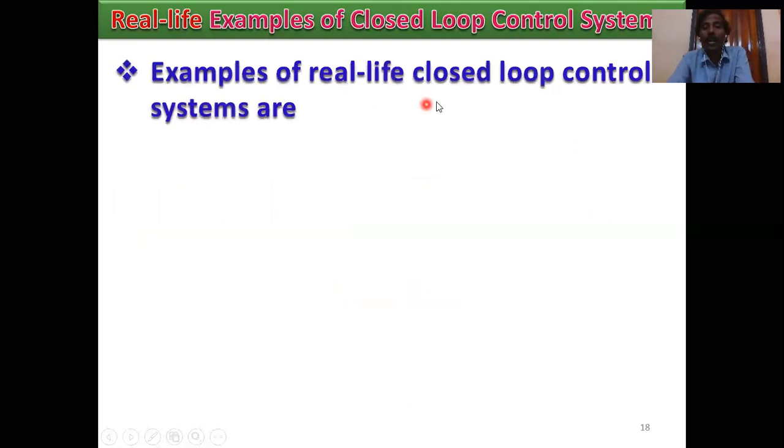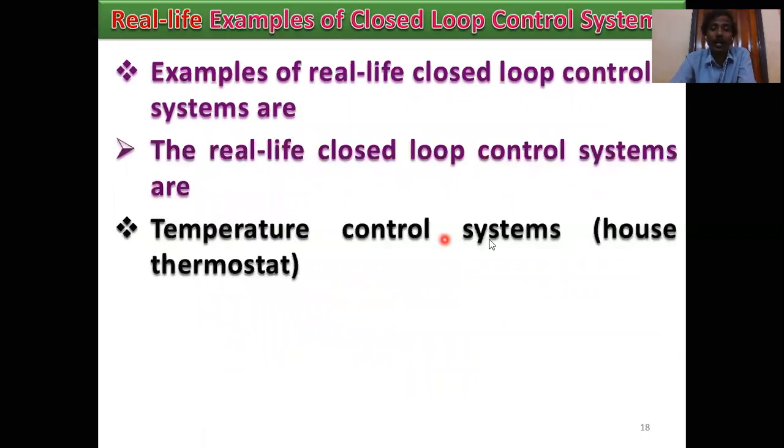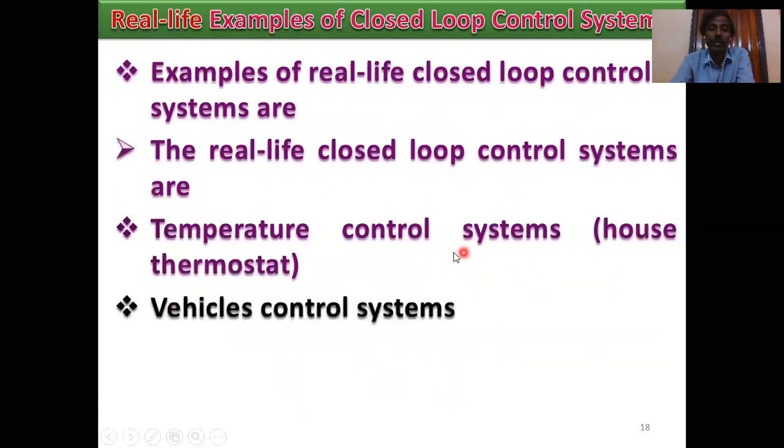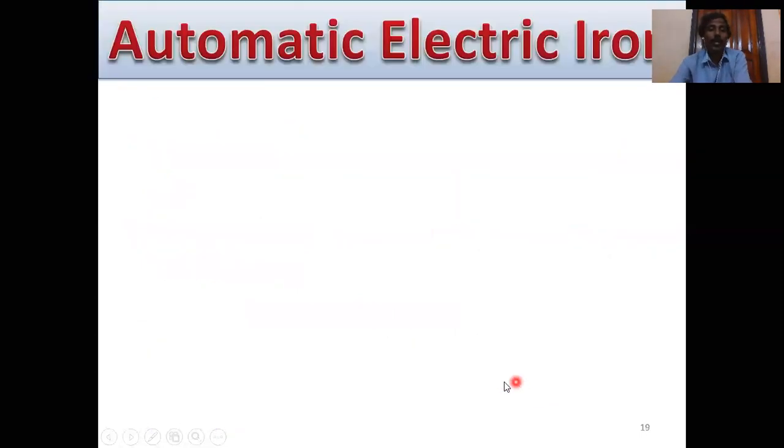Examples of real-life closed-loop control systems: temperature control systems, such as a house thermostat, and vehicle control systems. Both examples are feedback and closed-loop systems because they make automatic adjustments.